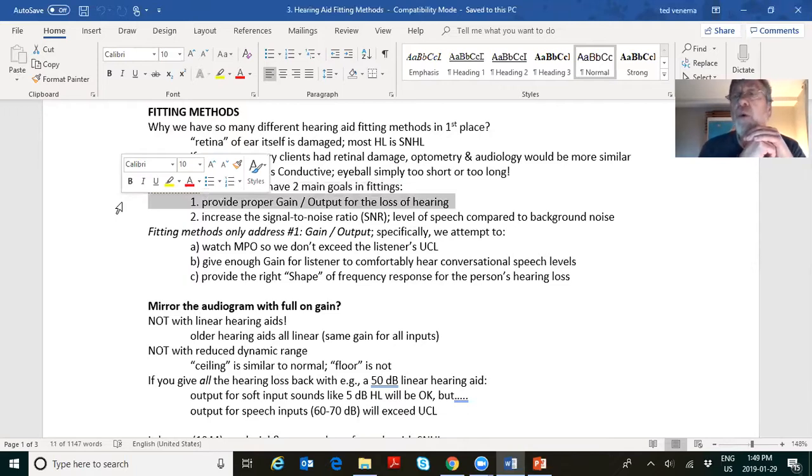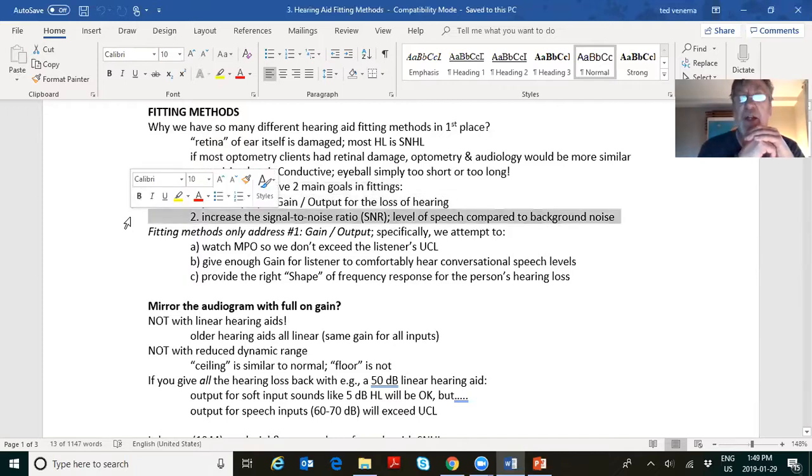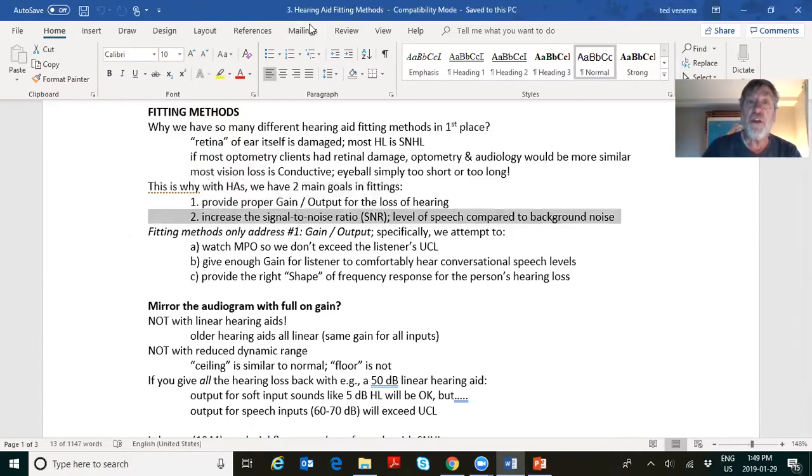And number two, because the loss is to the retina, in quotes, of the ear itself, we've got to increase the signal to noise ratio. We've got to make the signal, speech, louder than the noise. Now, fitting methods do not involve goal number two. Fitting methods do not involve signal to noise ratio. Fitting methods only involve goal number one, gain and output. Okay, they'll dictate how much compression you use.